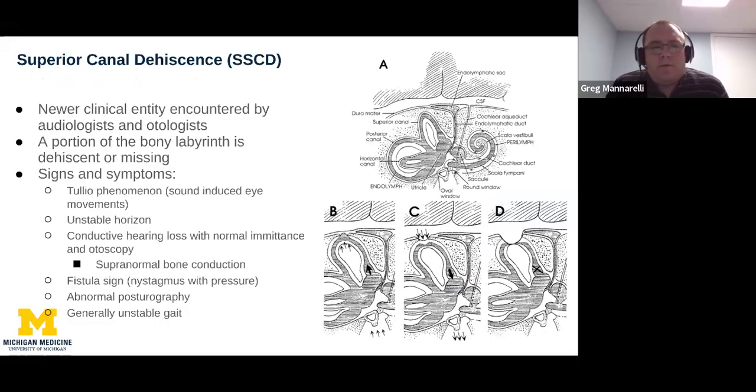It's a newer, I don't know if this is an older slide. I don't know if I can call it newer anymore. It's not newer anymore, but it's a relatively newer clinical entity encountered by audiologists and otologists.